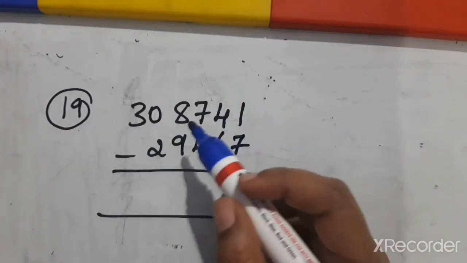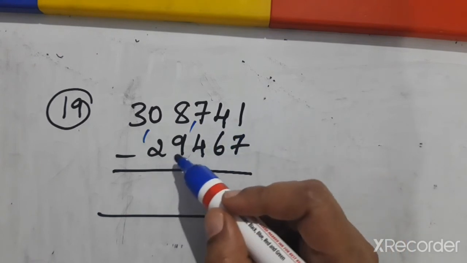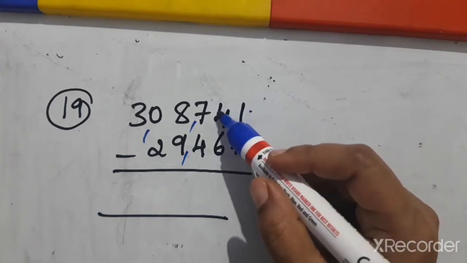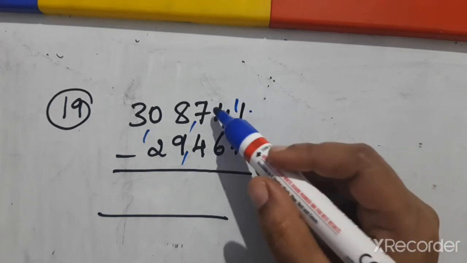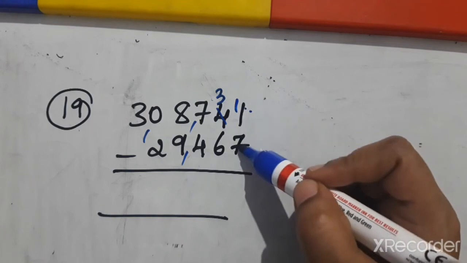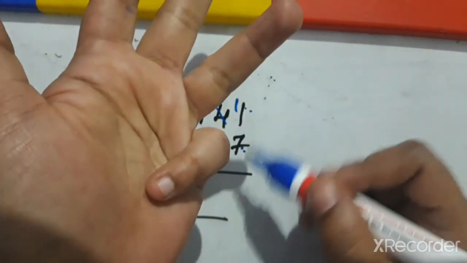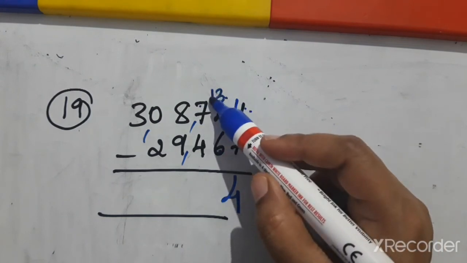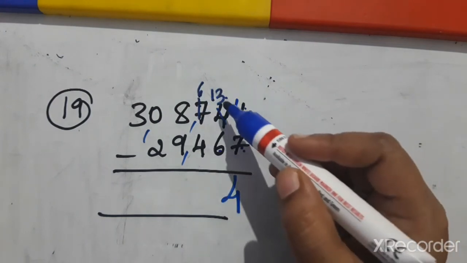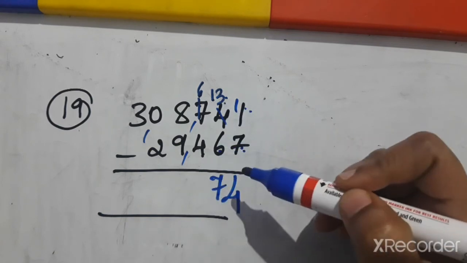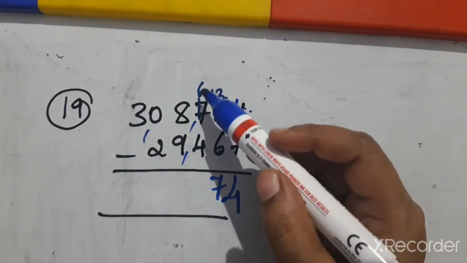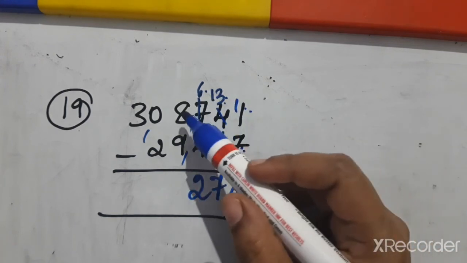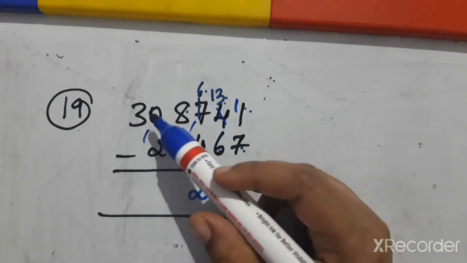Now 19th one, 3,08,741 minus 29,467. Now 1 minus 7 we can't subtract. So borrow 1 from here. So it becomes 11 and 4 is now 3. 11 minus 7 means 8, 9, 10, 11. So 4 and 3. 3 minus 6 we can't subtract, borrow 1 from here. So here 13 and this will become 6 now. 13 minus 6 means 7. Okay, 6, 12, 13. Now here 6 minus 4 means 2.